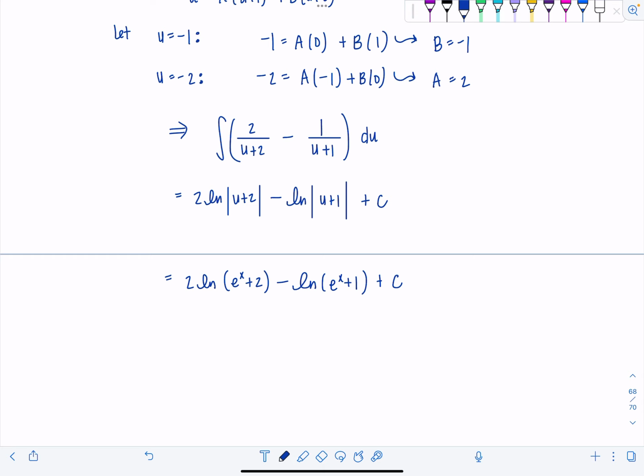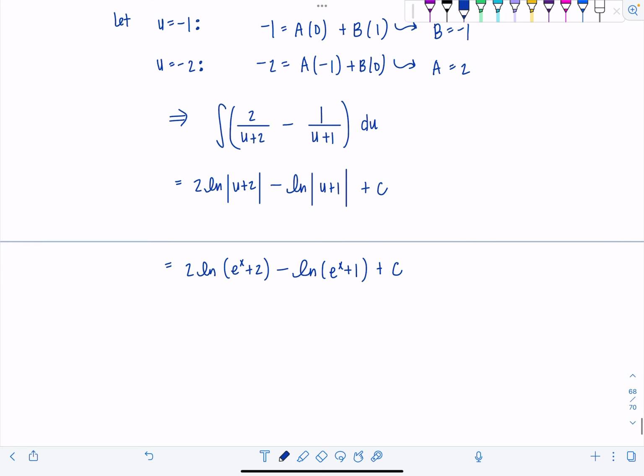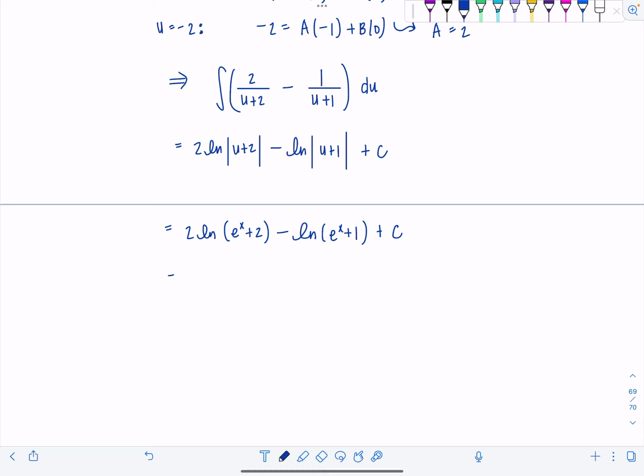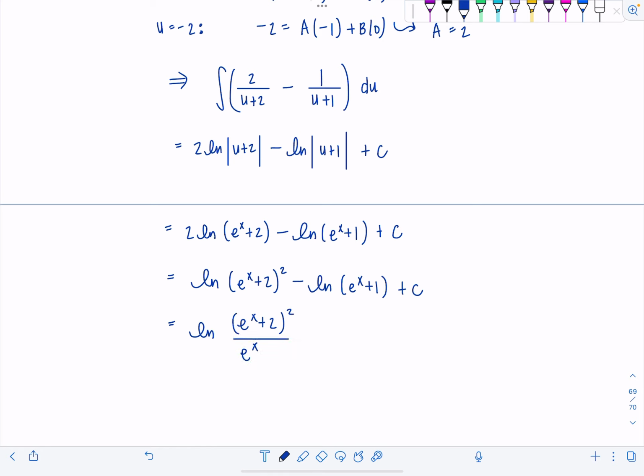I personally have no problem leaving it like this, but you might have some instructors who want you to use your log properties and write this as a single logarithm. So we could write it as ln of e to the x plus 2 squared minus ln of e to the x plus 1 plus C, and then combine all of this. So you'd have ln of e to the x plus 2 squared over e to the x plus 1 plus C.